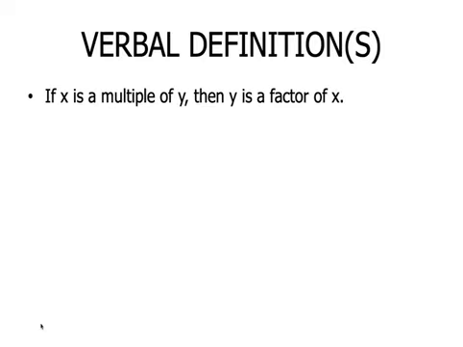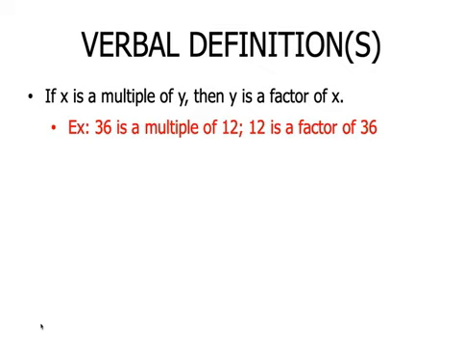But let's talk about an actual verbal definition. Now, just to preface this, the reason it's hard to put your finger on the verbal definition of a multiple is because it involves two numbers, right? So I could say something like this. I could say, if x is a multiple of y, then y is a factor of x. It's just the reverse. So, for instance, 36 is a multiple of 12. 12 is a factor of 36.